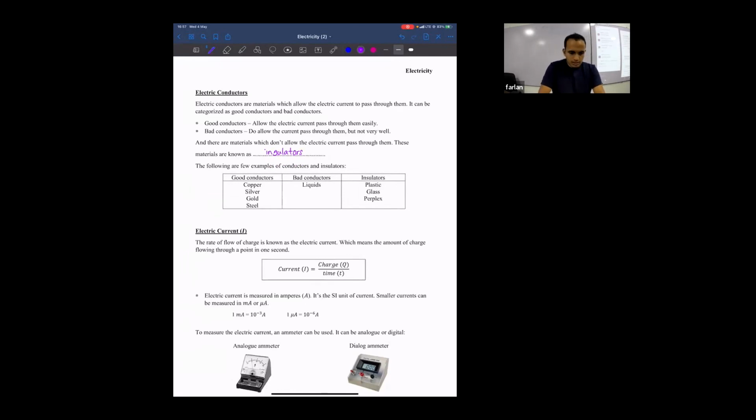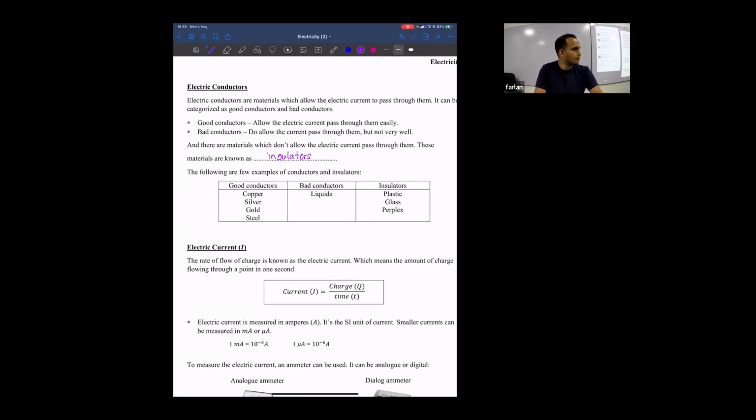The good conductors are copper, silver, gold, steel. Bad conductors: liquids are bad conductors. They conduct, but they are bad conductors. Insulators don't conduct. What are examples of materials? Plastic, glass, perspex.